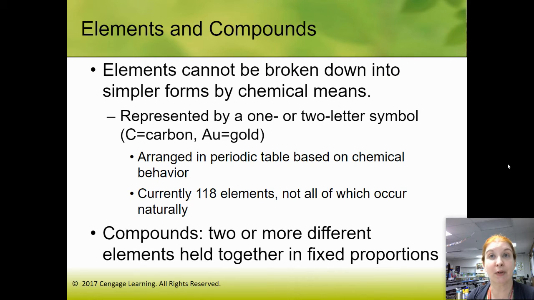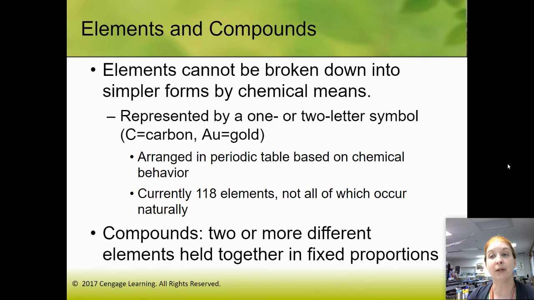Elements cannot be broken down into simpler forms by chemical means. So they're represented by a one or two letter symbol. So C is carbon, Au is gold, hydrogen, helium, lithium, oxygen, all these things are elements. They're arranged in the periodic table based on chemical behavior. We currently have 118 of them, not all of which occur naturally.